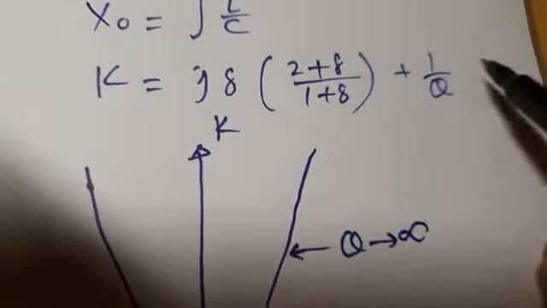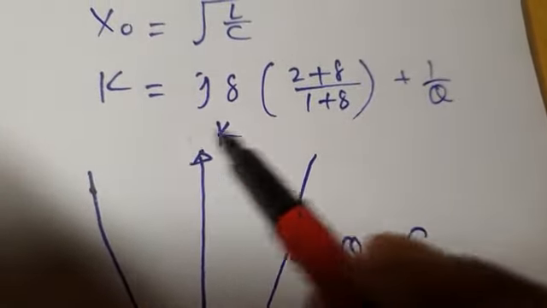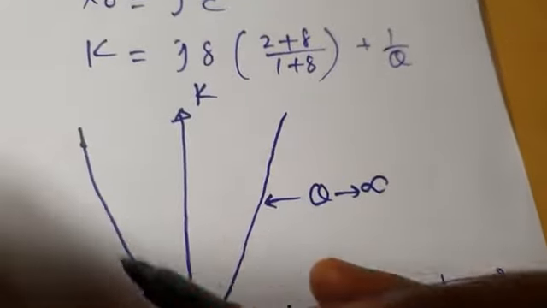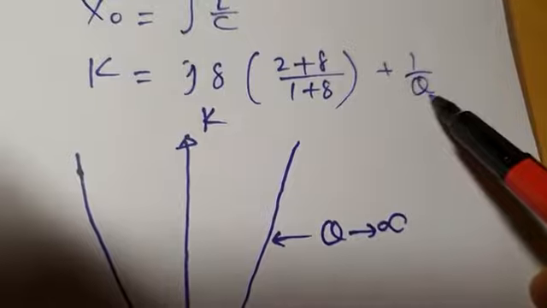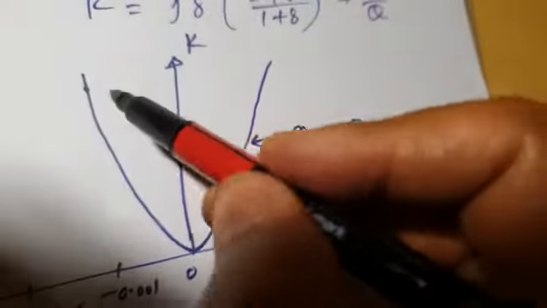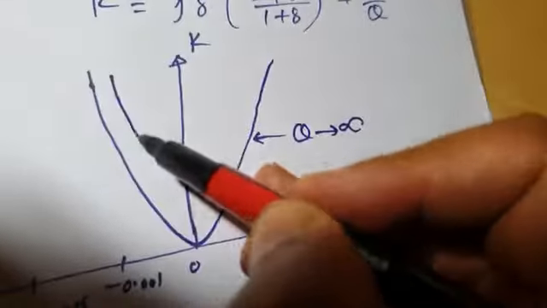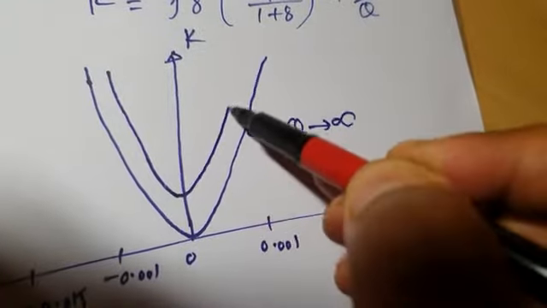For Q tending to infinite, 1 by Q will be 0, then your K will be this. And if you plot this K, it will be like this. Now let us assume Q is not infinite. Q has some finite value. And for different values, we will plot variation of K with delta like this.